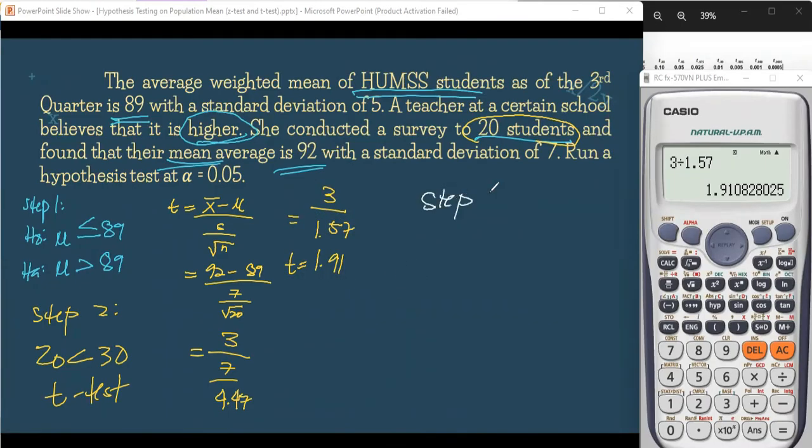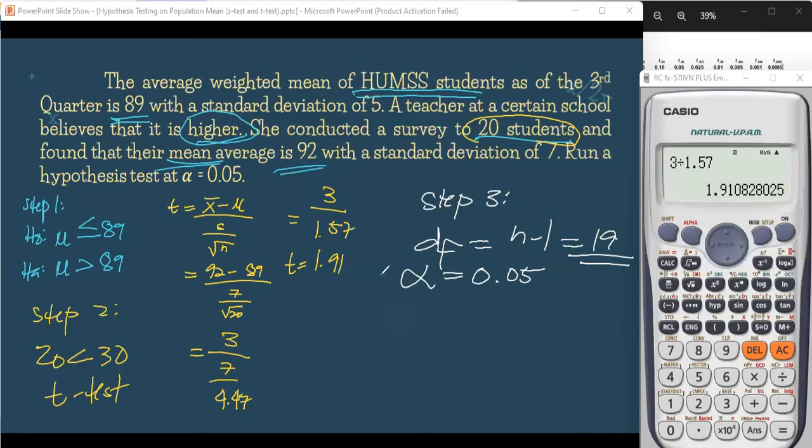Step number 3 naman po, ang kailangan nating makuha is the critical value. However, since na t po yung ginamit natin, meron pa po tayong isang kailangan gawin. That is the degrees of freedom. And degrees of freedom is equal to n minus 1. So that is 20 minus 1, that is 19. So, ibig sabihin, yung hanapin po natin 19. And what is our level of significance here? Nakalagay po 0.05. What is the tail of the test?